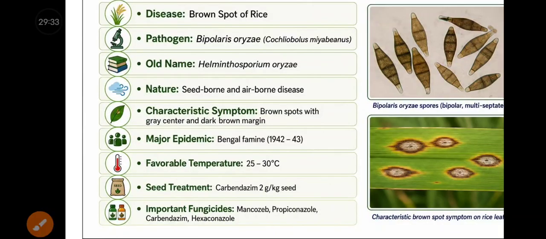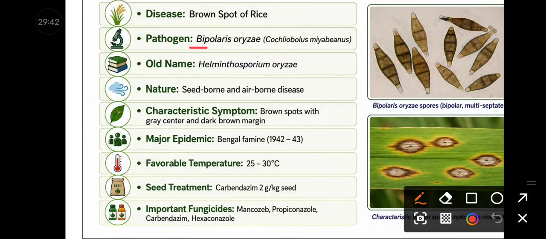Next, about the brown spot of rice. The pathogen or the fungus causing the brown spot of rice is Bipolaris oryzae, which is also known as Cochliobolus miyabeanus. Its old name is Helminthosporium oryzae. Then it is a seed-borne and airborne disease. The characteristic symptom is brown spot with gray center and brown margin. See, in case of blast, spindle shaped lesions are there, but here it is oval shaped lesions. That is the main difference. Otherwise, it is also brown spot with gray center and dark brown margin.